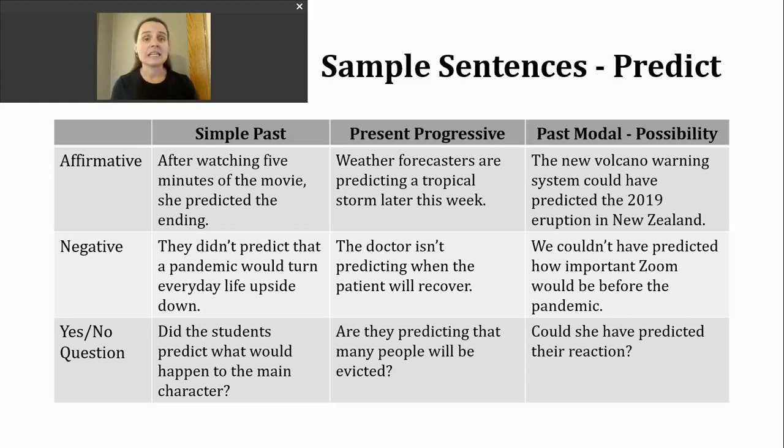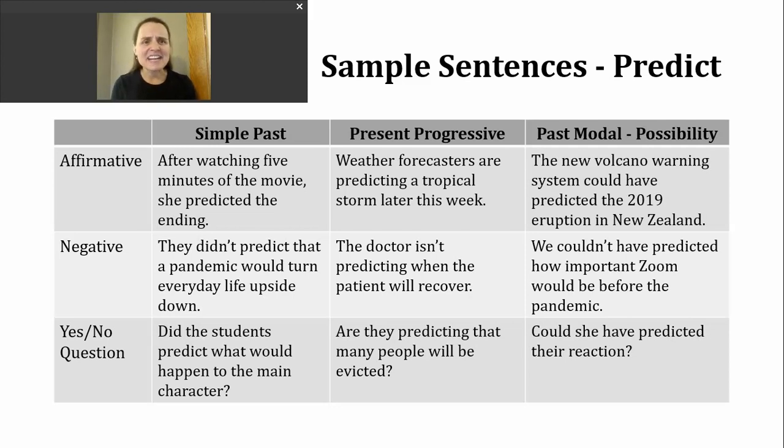If I want to make a yes or no question in the present progressive, I'm going to start with a form of be that matches my subject, that comes next, and then I'll have the ing form of the verb. Are they predicting that many people will be evicted?